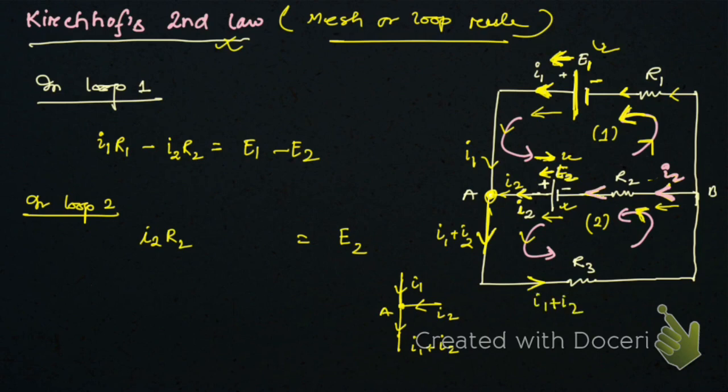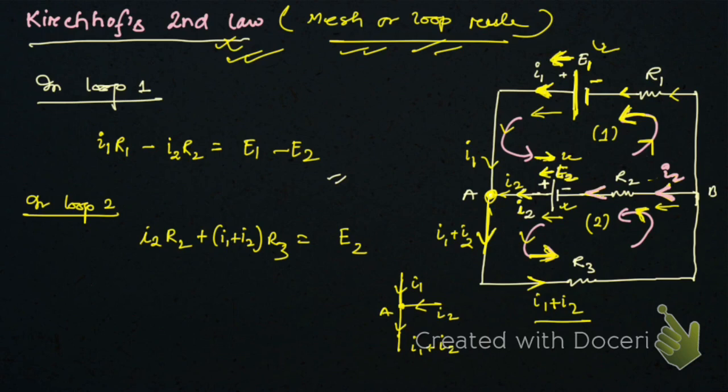That's why the product of this current and this resistance, that is also in the direction of the path, should also be positive. So plus I1 plus I2 into R3, right? So that's how we can apply Kirchhoff's second law, or mesh or loop rule. Okay, so here we can write the statement from these equations.